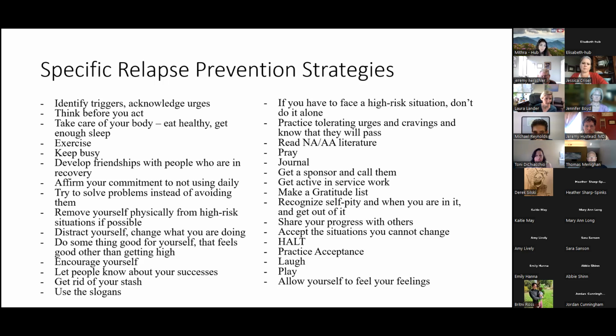And does anyone else have? Can you guys read this? Okay, can you guys see this list? All right. So I was going to ask you guys if you had any good ones to add to the relapse prevention strategy list.